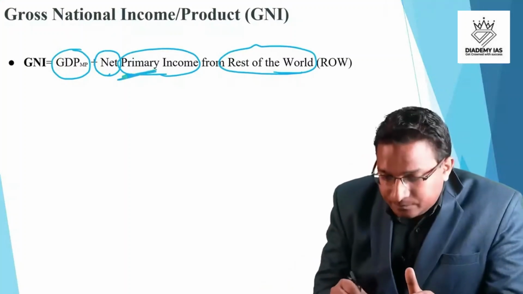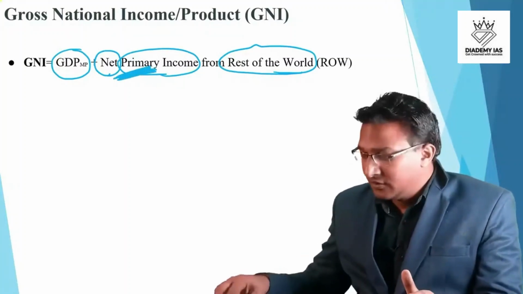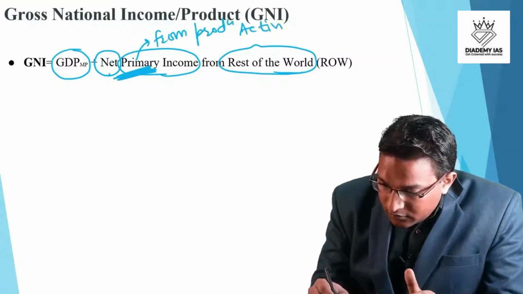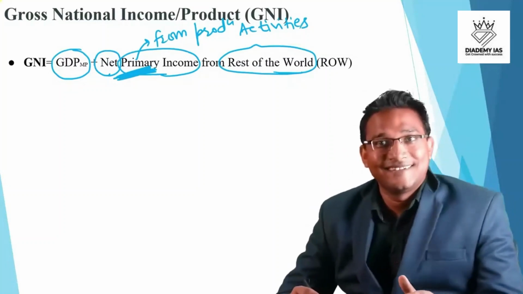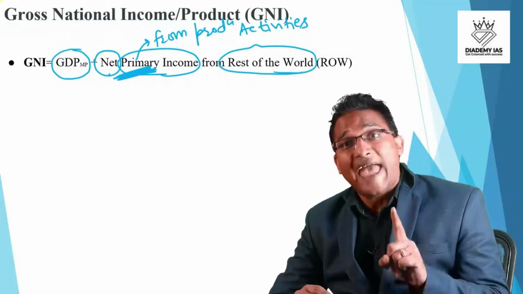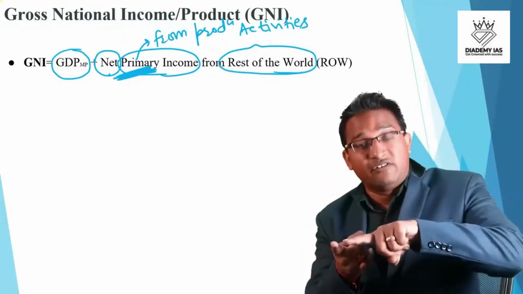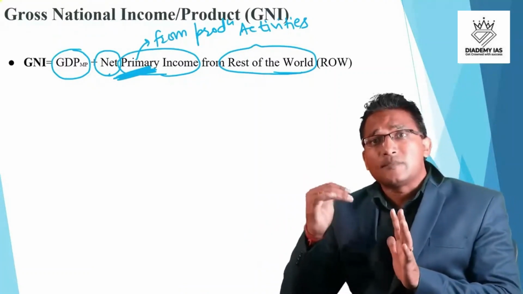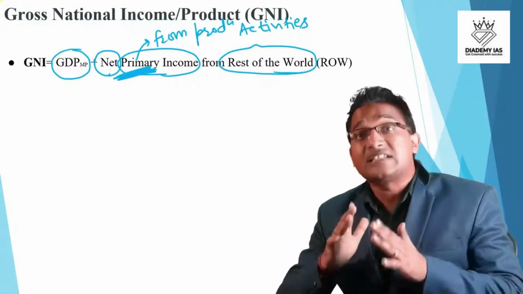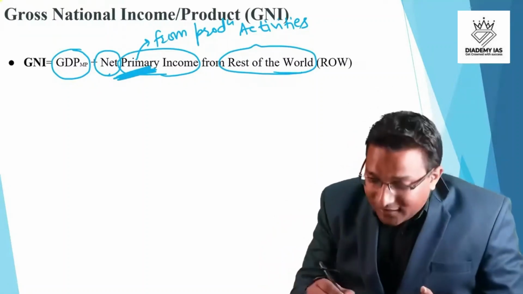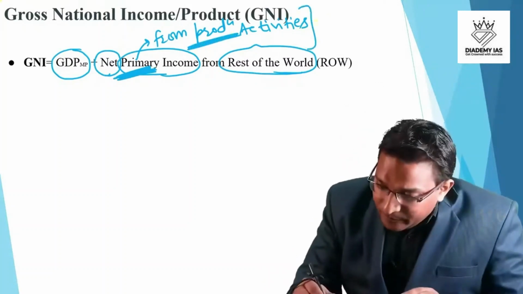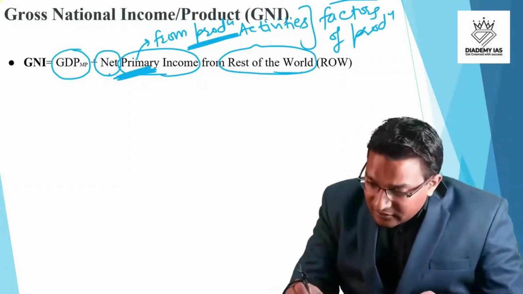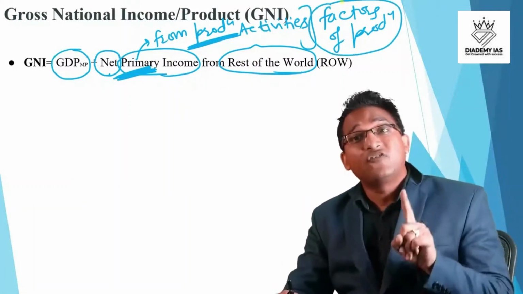Now, what is the meaning of primary income? So primary income means the income that is coming from production activities, right? So if the income is because of non-production activity, for example, the income that is coming from the insurance or some kind of government subsidy or provident fund, so those kind of income is not included in this income. So that is not a primary income. So what is included? The income from the production activities, the income that is earned by the factors of production.